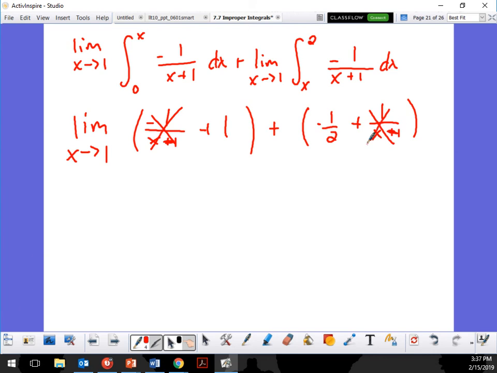1 minus 1/2 gets us to what? Which means we are convergent or divergent? Convergent. Okay, so this means we are going to converge to this value. So this means this is a convergent integral. Very nice.